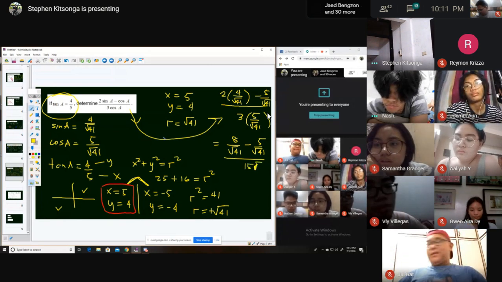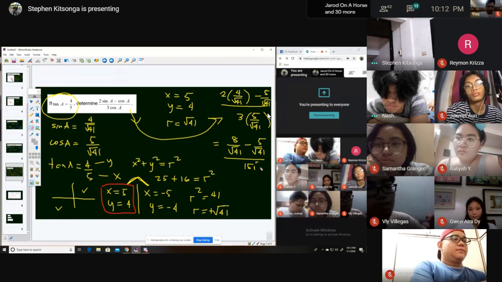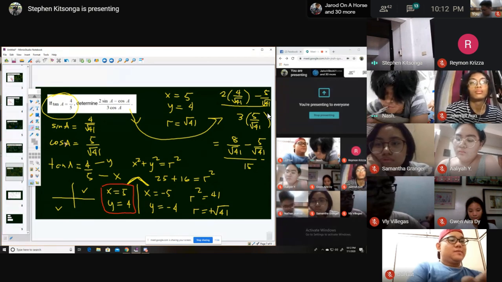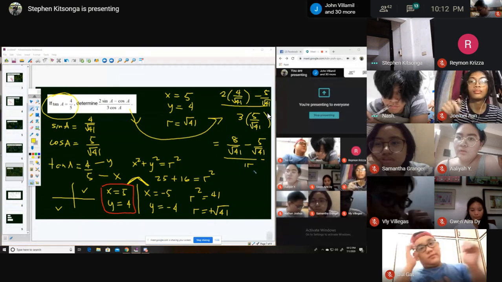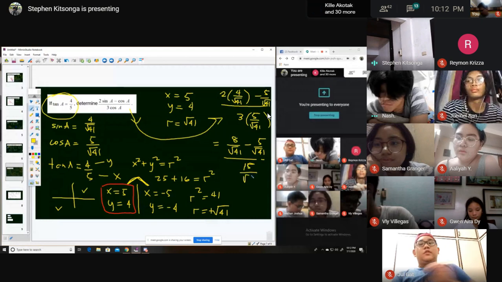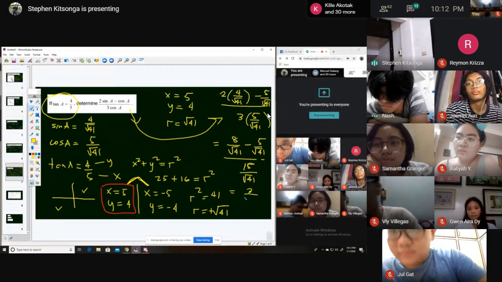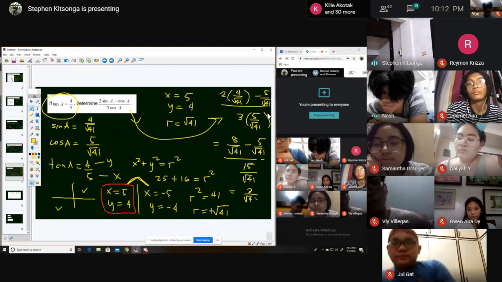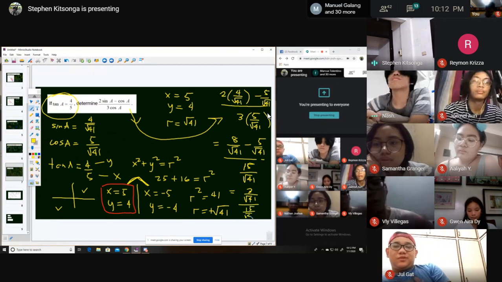Sorry, that doesn't belong. 15 over what, guys? 15 over square root of 41. So the numerator would be 3 over square root of 41. The denominator will be 15 over square root of 41.